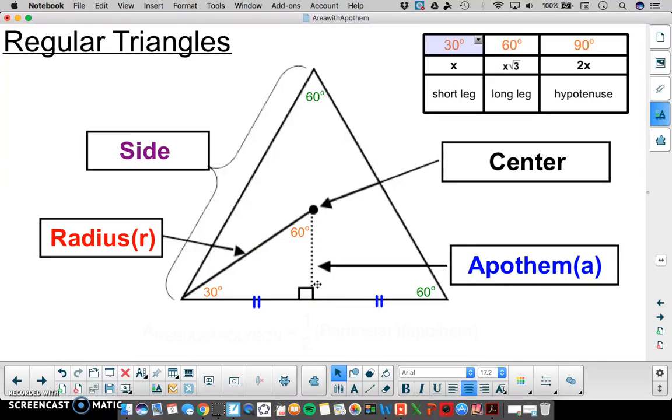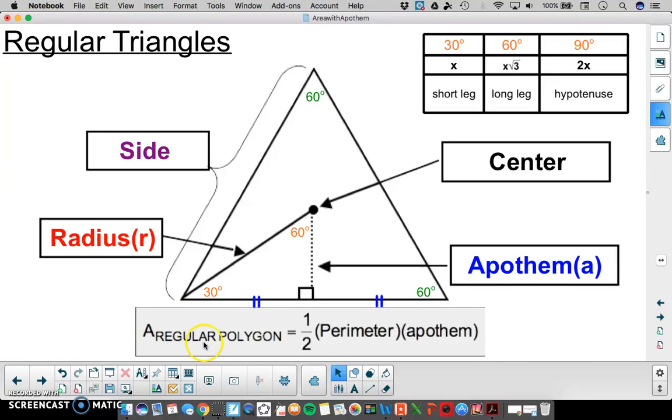The area formula for a regular polygon is: area of a regular polygon is 1/2 times the perimeter times the apothem. So we will need to find the perimeter, which is adding all sides together, and the length of the apothem, which is that segment perpendicular to the side.